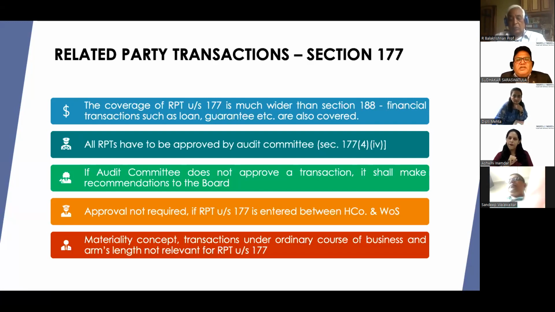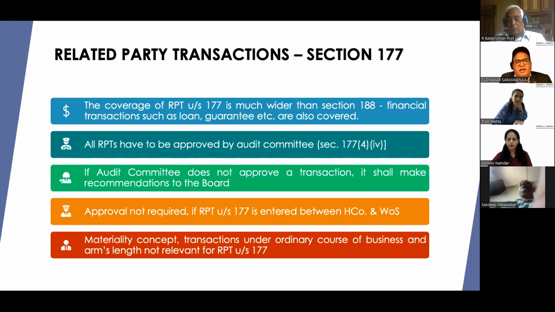The only thing that I want to say here is that as far as applicability of 177 is concerned, we don't need to apply our mind whether I need the approval or not. The moment you have determined that it is a related party transaction, per se, you have to take the approval unless the same is exempted. Ashwini has already mentioned the exempted transactions. So every transaction, if you have determined it as a related party transaction, you have to take approval of the audit committee.